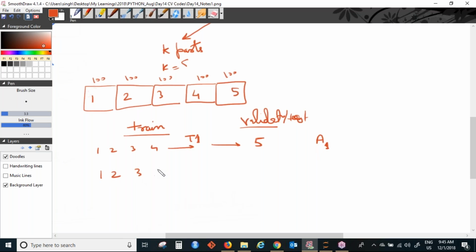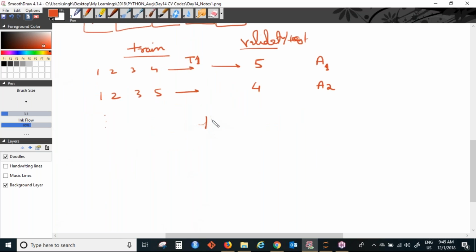Similarly, I repeat the process. Now we will build the tree on these four parts and predict on the fourth part, and I will call this accuracy 2, and so on. So this process will go on k times. I have k parts of the data, so 5, 4, once 3 will come, once 2 will come, once 1 will come in the validation set. So you will end up having k is equal to 5 models, and you get 5 accuracies corresponding to each model. Okay, so this is how k-fold cross validation works.